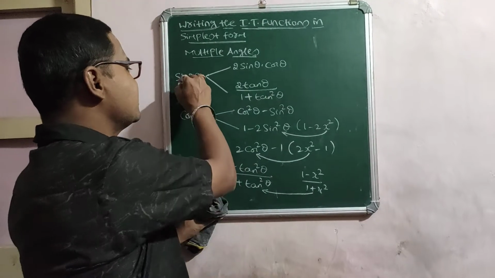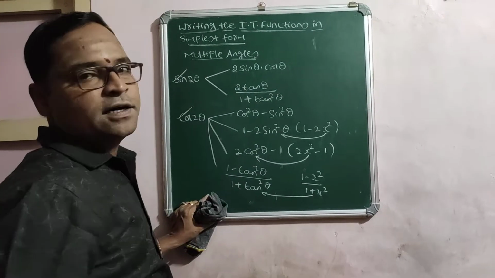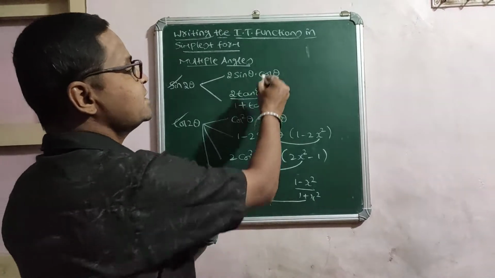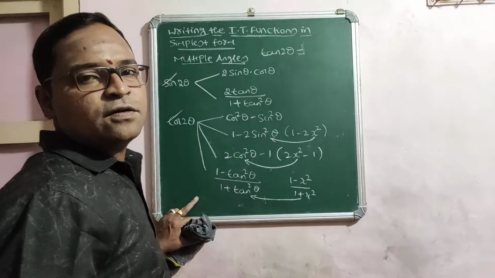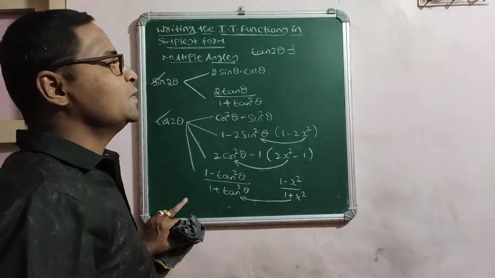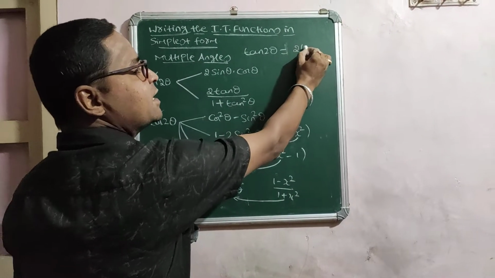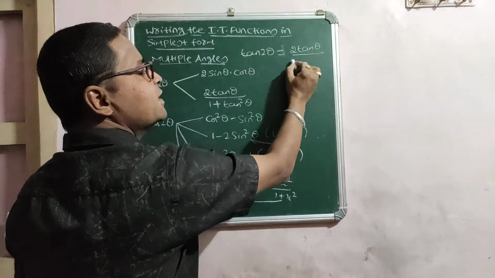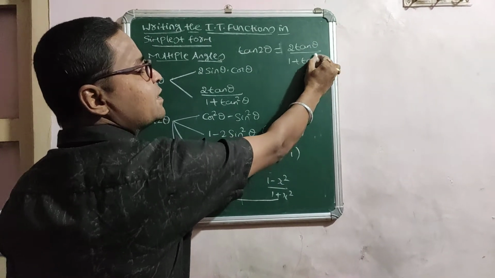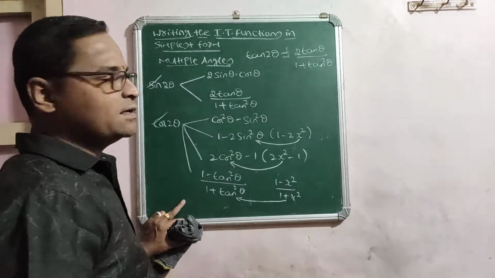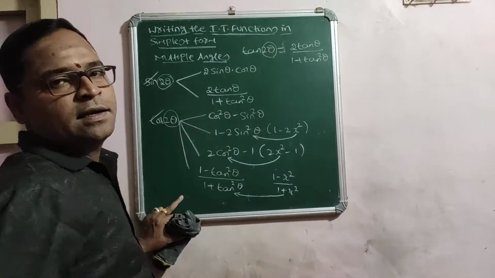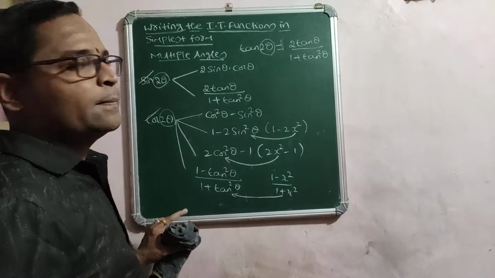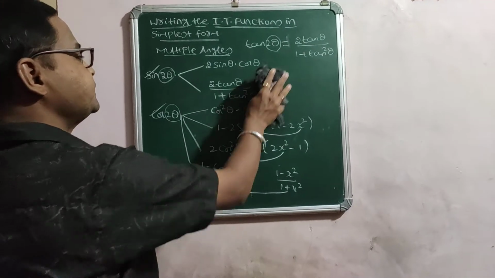So these are the formulas we have for sine 2 theta and cos 2 theta. Let us consider the last one, that is tan of 2 theta. We have only one formula for tan of 2 theta and it can be considered as 2 tan theta divided by 1 minus tan square of theta. So these are the formulas we have for 2 theta. Let us observe the formula for 3 theta.